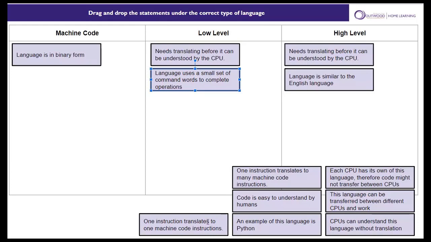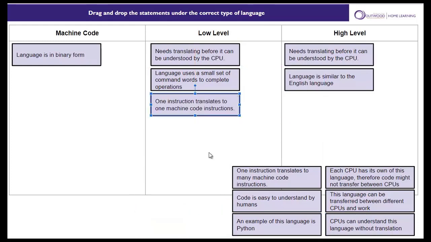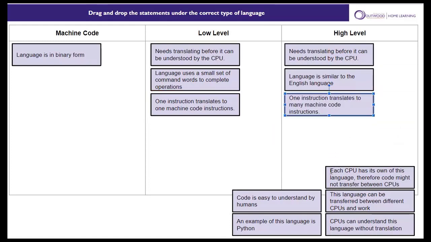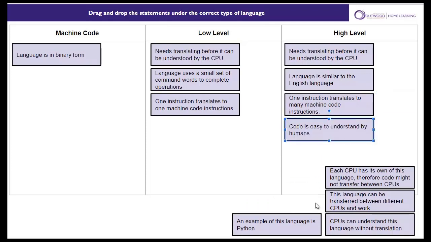We've got "one instruction translates to one machine code instruction." Now, low level is a much simpler type of language, although it's harder for us to use. One instruction translates to one machine code instruction, which means in high level, one instruction can translate to many machine code instructions because you can complete much more complex things using functions. So we've got "code is easy to understand by humans." Well, English is our language, and if high level is similar to the English language, that will be high level.